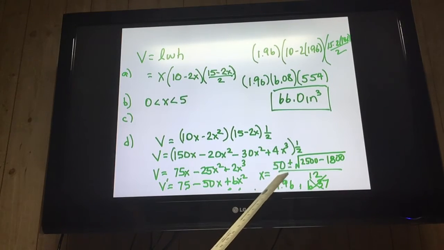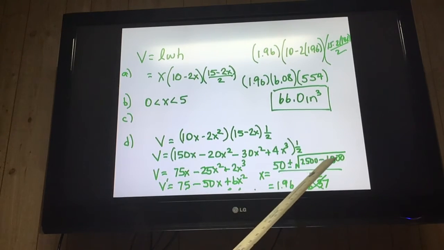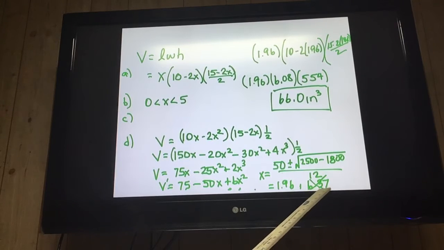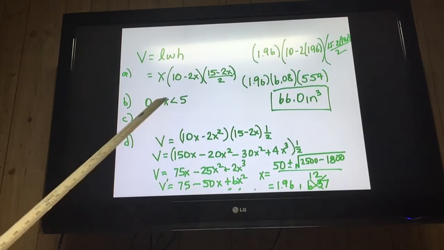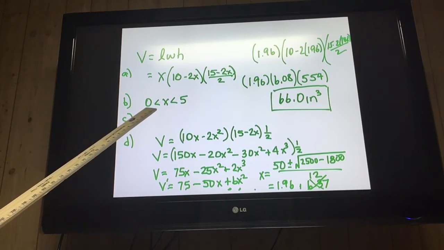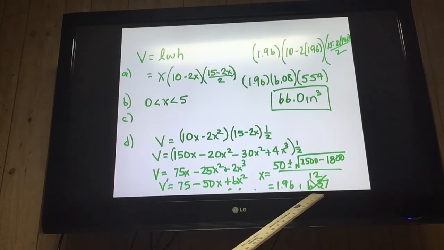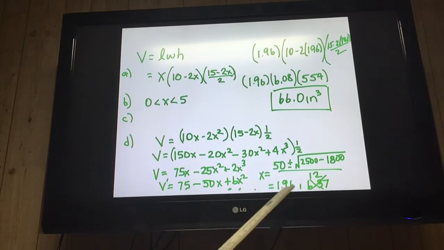Calculate it on my calculator. I do the 50 plus the square root of this, divide by 12. That's going to be 6.37. 50 minus this, divide by 12, I get 1.96. Well, we already stated up in letter B that x had to be less than 5. So x can't be 6.37, so we can cross that out automatically. So I know that the x, the space that I need to cut out, is 1.96. 1.96 is the space that I would have to cut out.